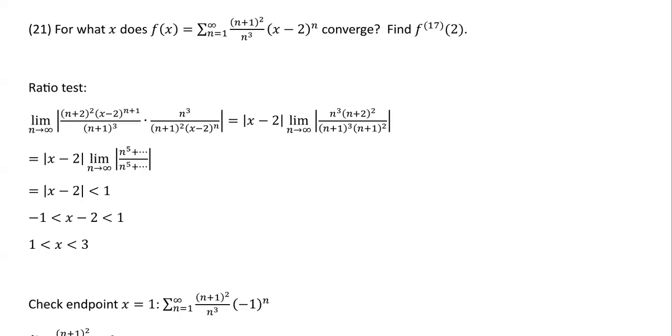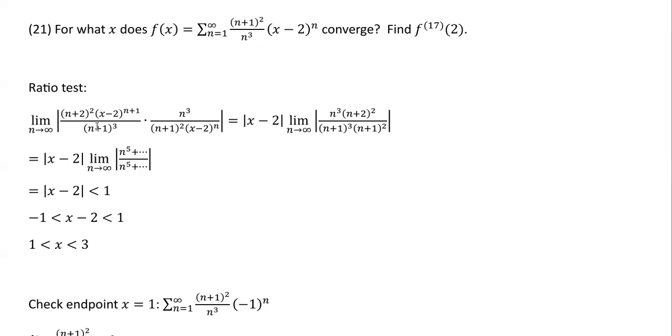Number 21, yet another interval of convergence problem with the additional 17th derivative question. So to find the interval of convergence of this power series, we go through the motions. Ratio test first to get the radius of convergence. I set it up here: the limit as n goes to infinity of a sub n plus 1 divided by a sub n.